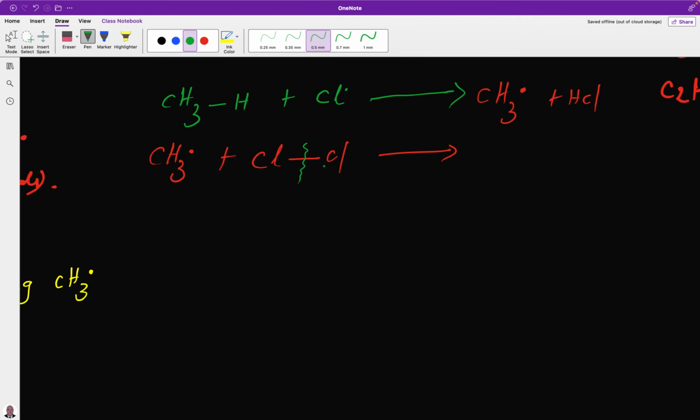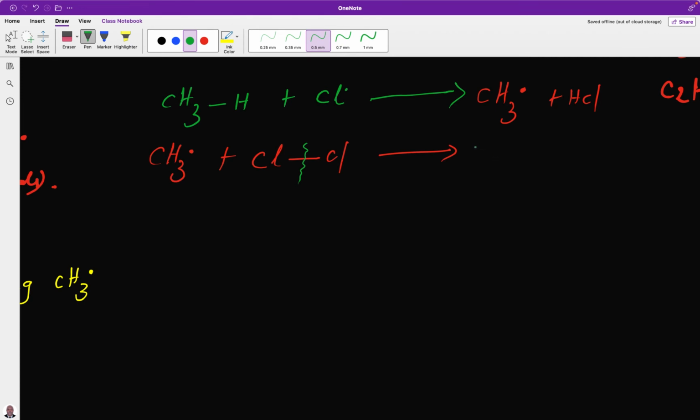And what will you observe? What you observe here is that a free radical is formed. And so this is a free radical. One free radical from here and one chlorine free radical will react to form a full molecule. Meanwhile, a free radical of chlorine is left. So this is how it goes.